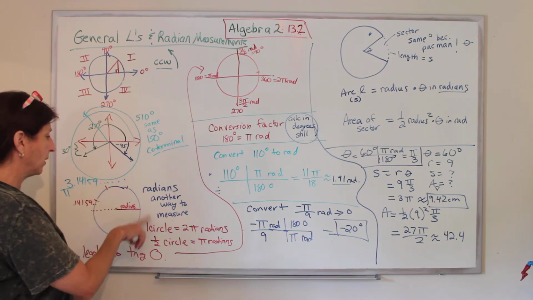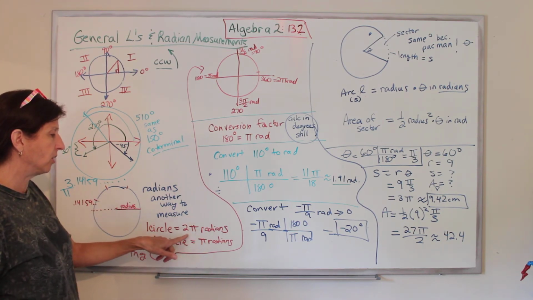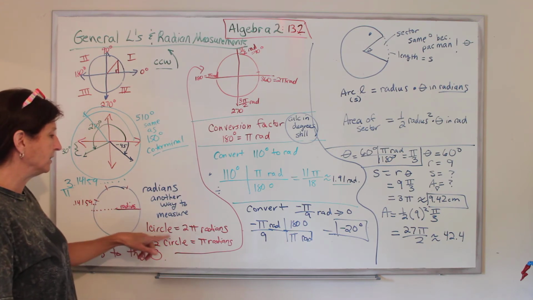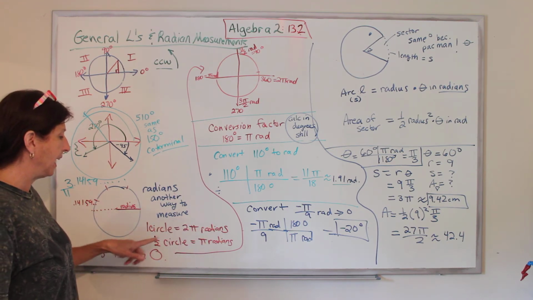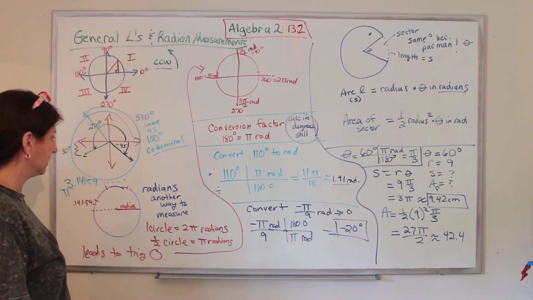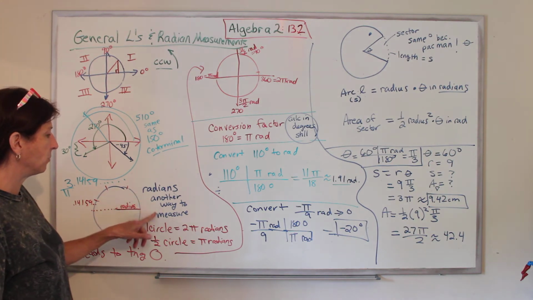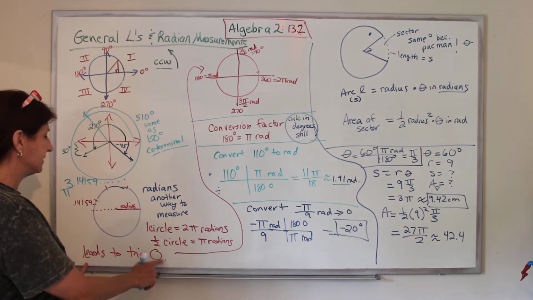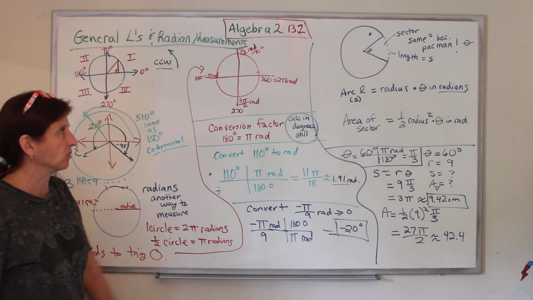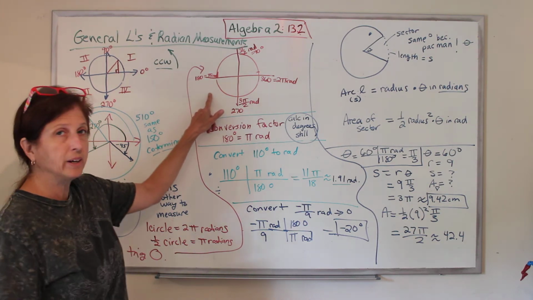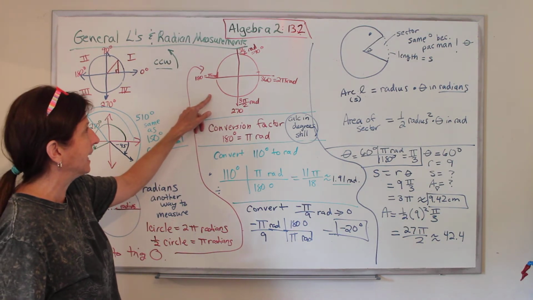If you go all the way around the circle, you go 2 pi times. So one circle is 2 pi radians, a half a circle is pi radians. Okay? So radians are another way to measure. Now, this leads us to a thing that I call the trig circle. It's up here. It's written out more in your book, but this is the idea.